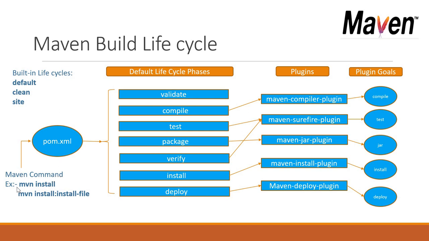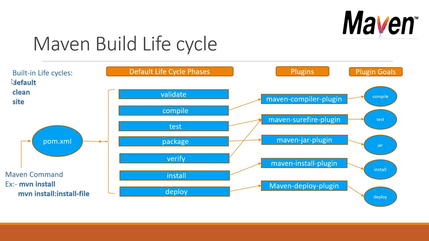When we have a project and when we are executing the build on the project using the pom.xml, we can specify the Maven commands in two ways. Either we can specify mvn and the corresponding phase name, or mvn and the corresponding plugin and goal name.